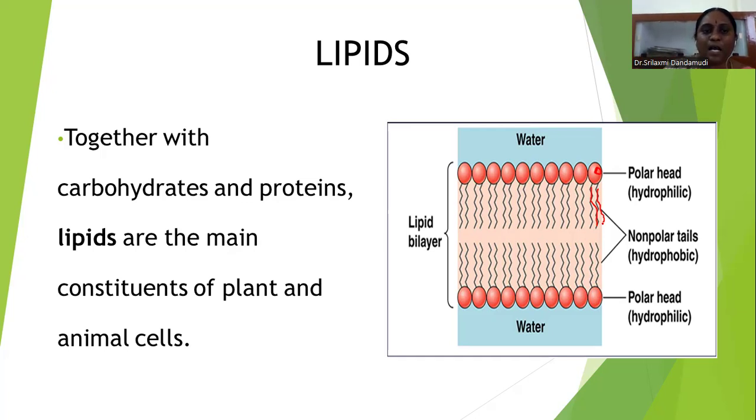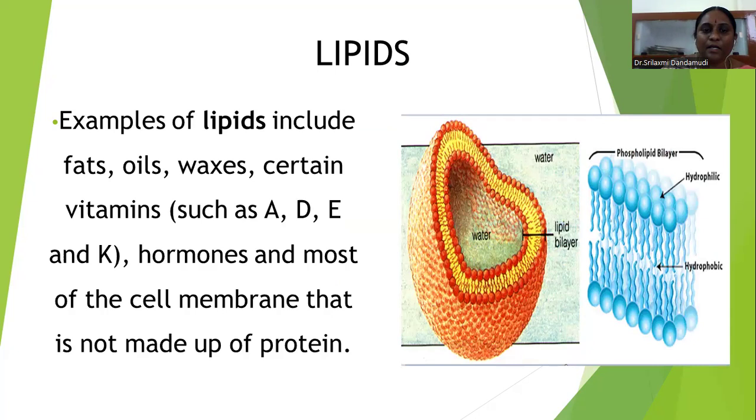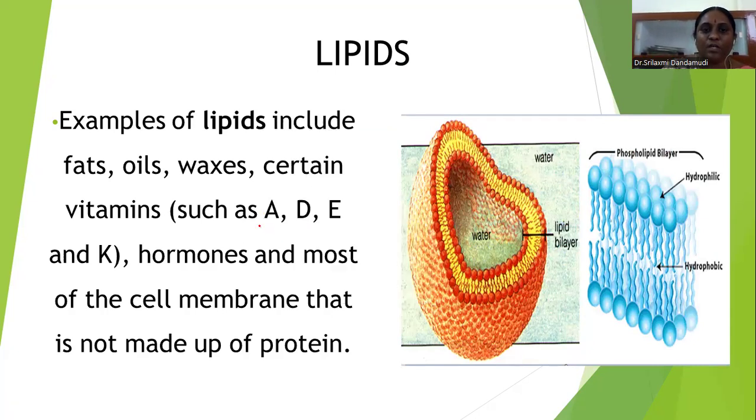Okay. Lipids are main constituents of plant and animal cells. Next, cholesterol and triglycerides are lipids. Lipids are mainly fats, oils, waxes, and certain vitamins, such as vitamins A, D, E, and K. Hormones and most of the cell membranes that are not made up of protein, all the remaining ones are lipids.